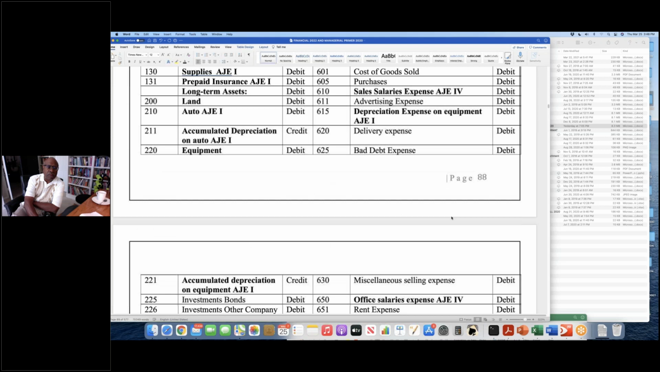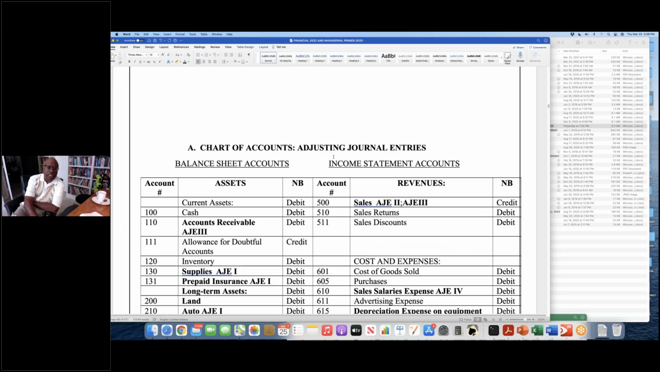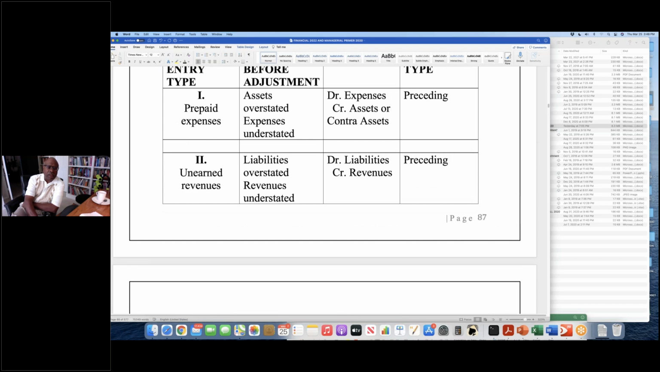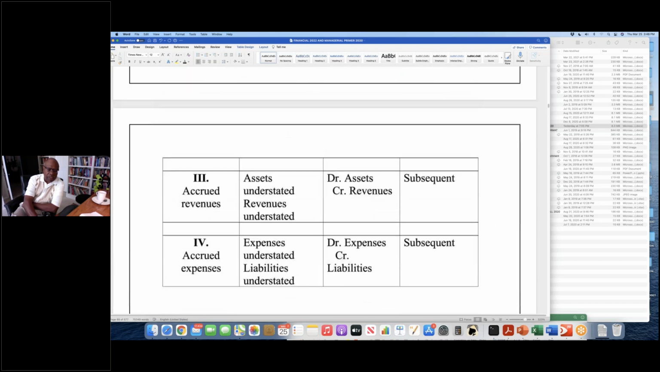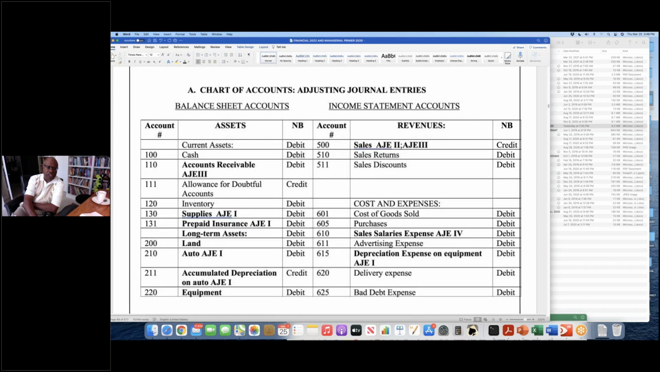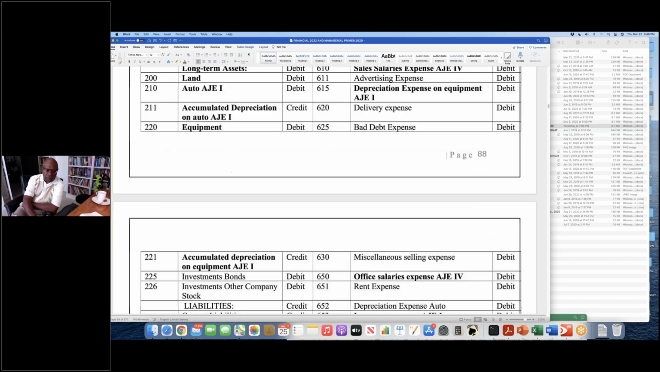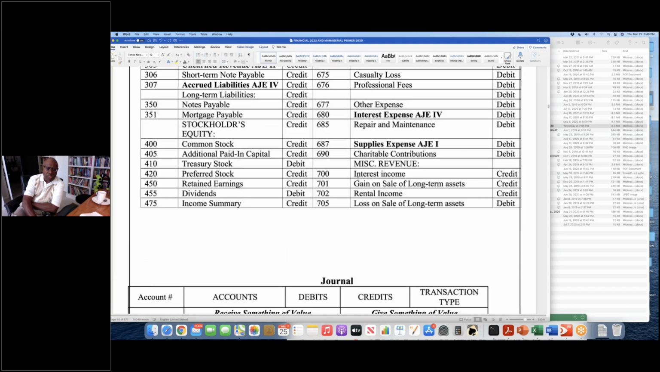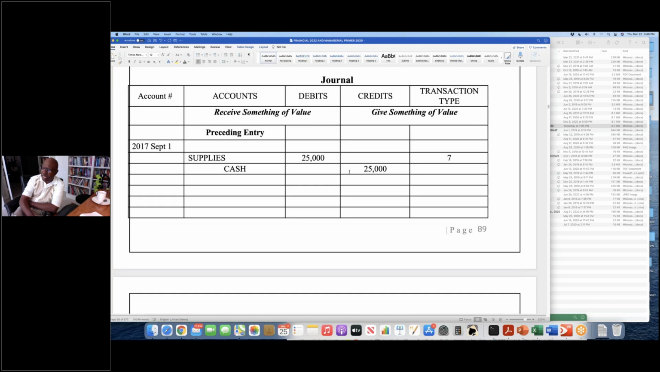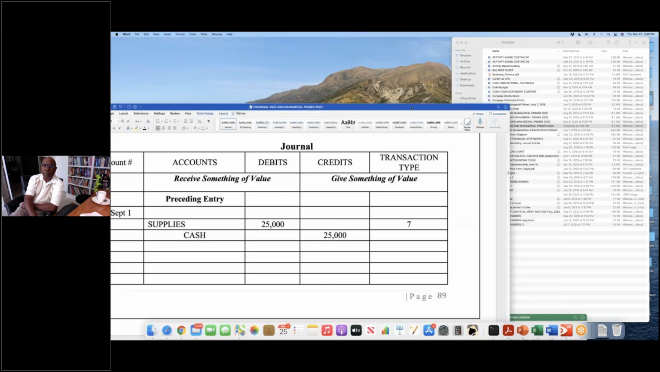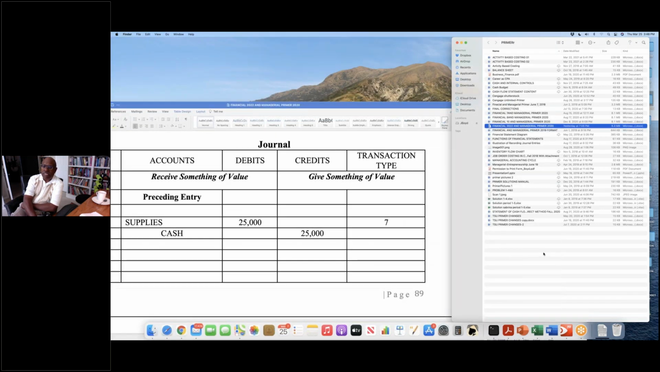Your chart of accounts for adjusting entries, that's what it's called. If you've got the summary of adjusting entries and the chart of accounts for adjusting entries, you can go in there and put these journal entries in, which don't change. Then you just have to calculate the amount. So we'll see how we cover.